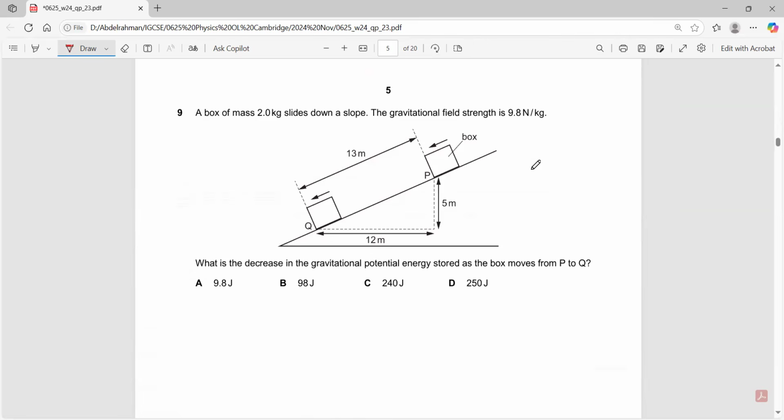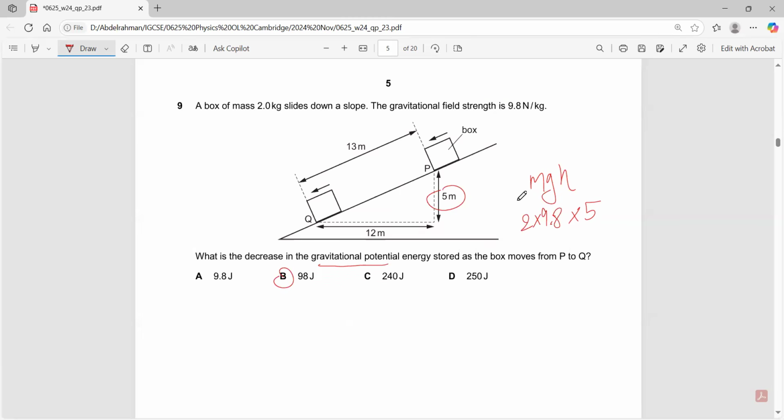What is the decrease in gravitational potential energy as it moves from P to Q? In the gravitational potential energy, so mgh, right? The mass is 2 kilograms times 9.8 times the height, 5. Why? Because we're talking about gravitational potential energy, so we need the vertical distance only. So this will give you 98 joules.